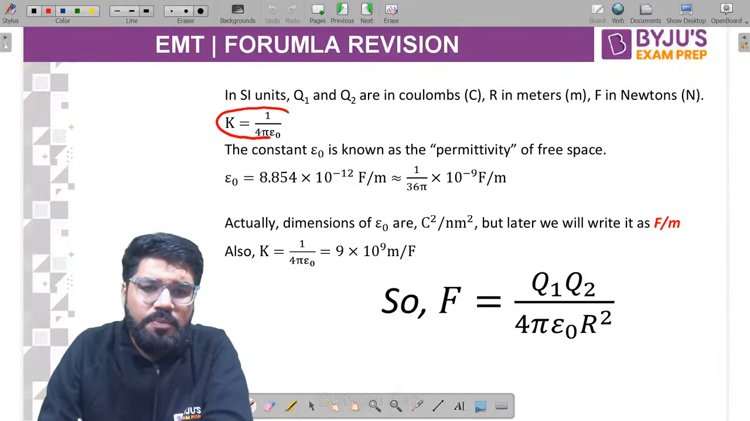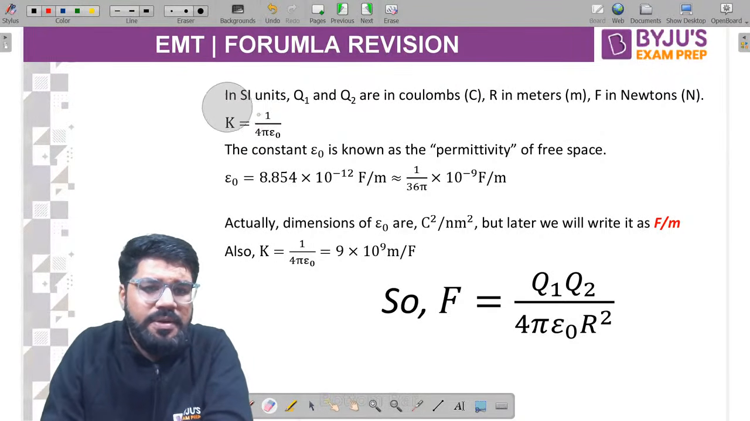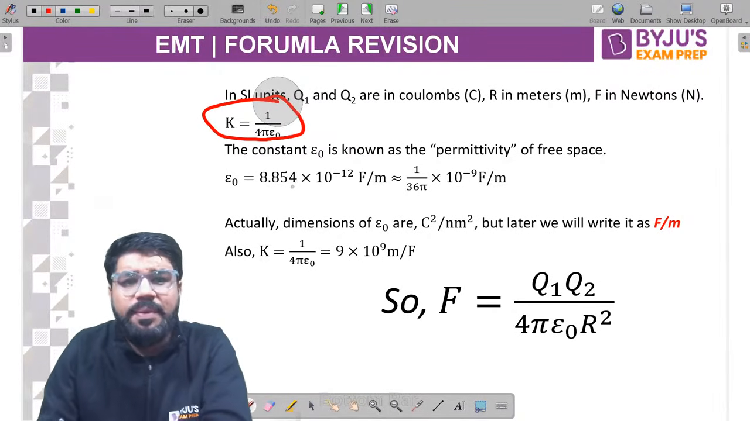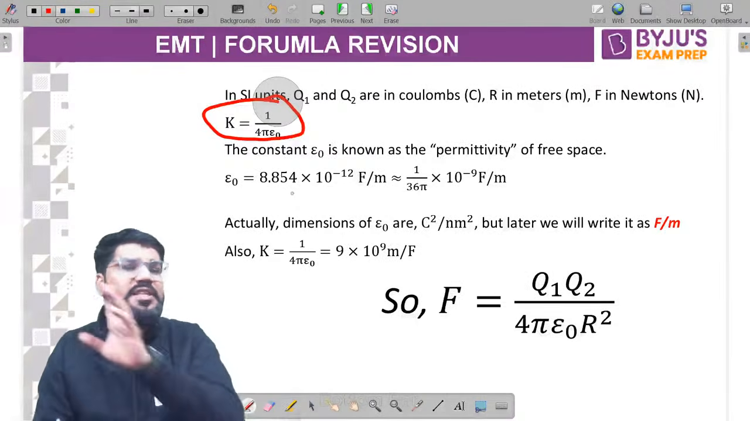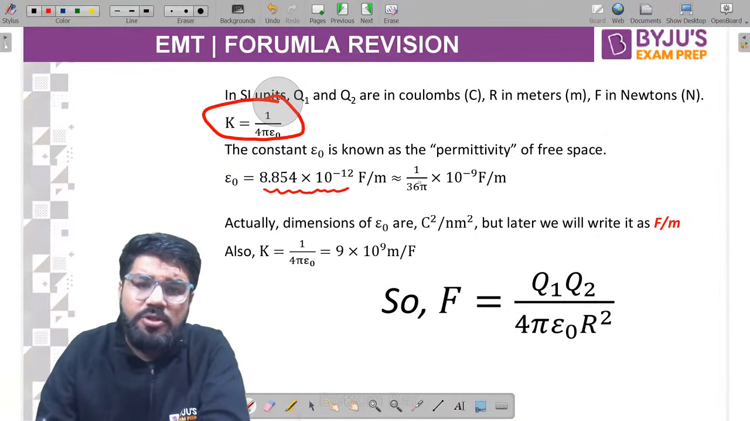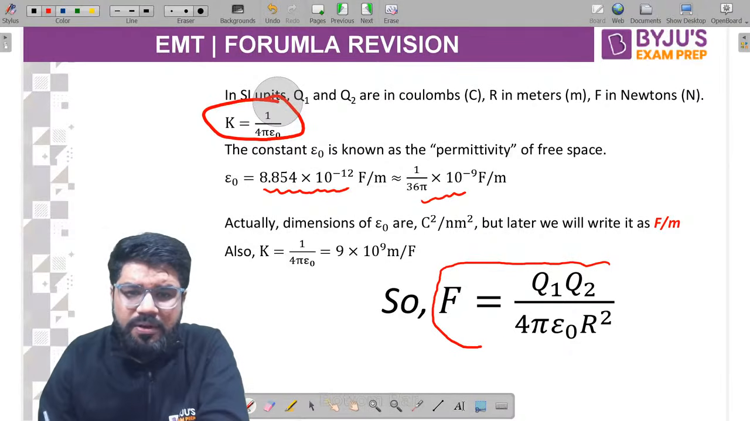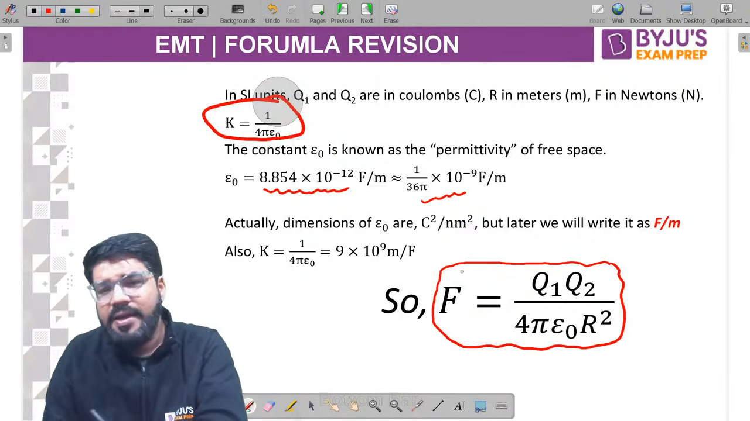So K is 1 upon 4 pi epsilon naught, where epsilon naught is the permittivity of free space. If it is other than free space, you can use the permittivity of that particular medium. And the value of epsilon naught, guys, for numericals, you should always remember both values: 8.854 into 10 power minus 12, and also 1 upon 36 pi into 10 power 9, in farad per meter. So eventually we can write F is equal to Q1 Q2 by 4 pi epsilon naught R square.